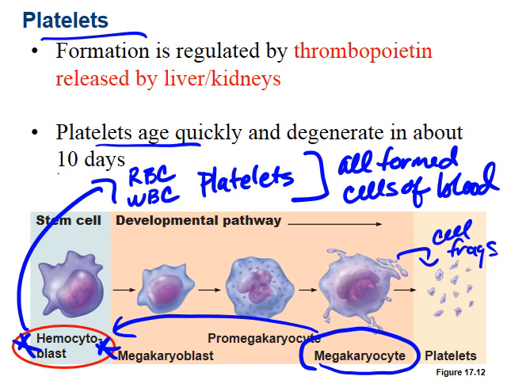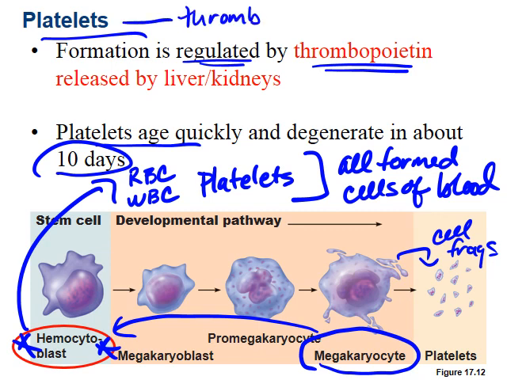Platelets age quickly. They degenerate in about 10 days. The formation of platelets is regulated by thrombopoietin. Again, we should be seeing kind of a trend here. Sometimes we'll refer to these as, let's see, did I spell it right? Thrombocytes. There we go. So how do I activate thrombocyte production? I have thrombopoietin released by the liver and the kidneys.